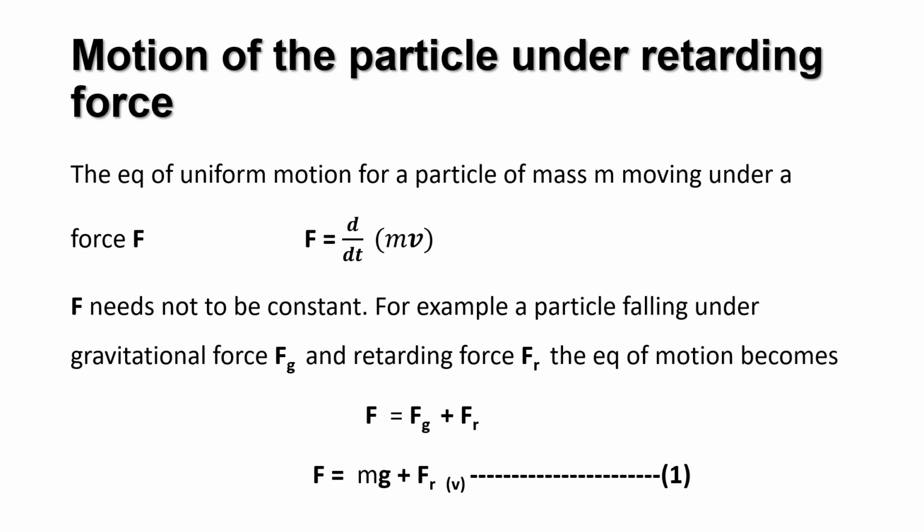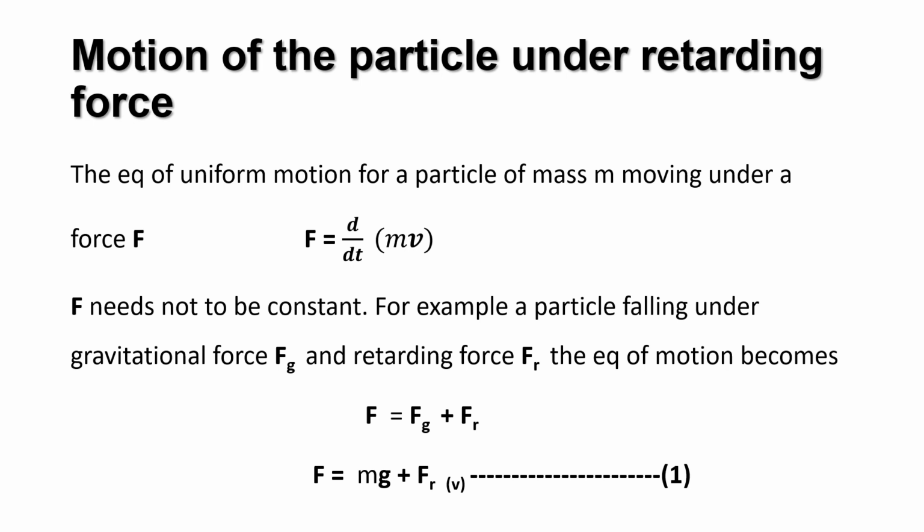Now here we are considering when the particle is moving under the retarding force or the frictional force. So the equation of motion for a particle of mass m moving under a force F, we know that F is equal to dp over dt, and substituting the value of p, that is m v, F is equal to d by dt of m v.